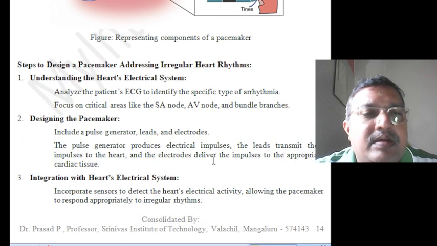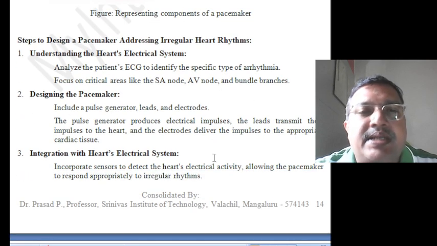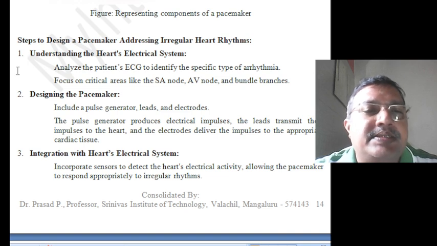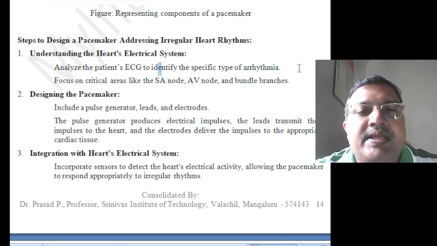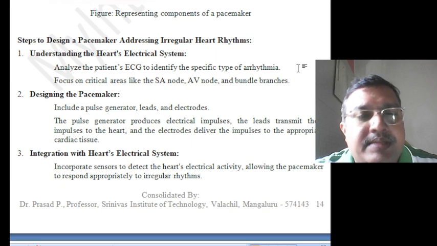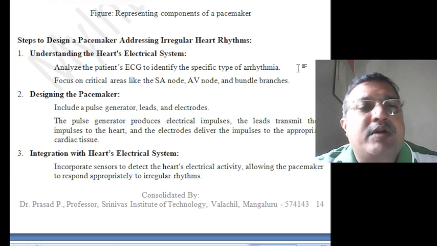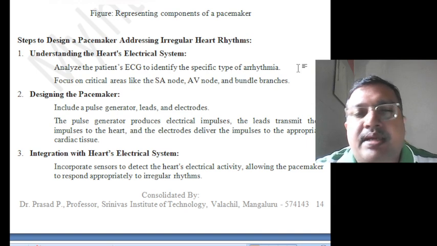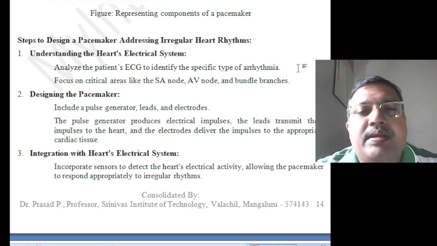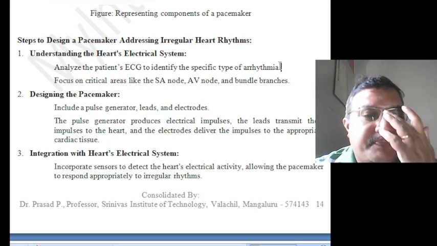Now, the steps to design a pacemaker addressing irregular heart rhythms. Understanding the heart's electrical system is important. Analyze the patient's ECG to identify the specific type of arrhythmia. Focus on critical areas like the SA node, the AV node, and the bundle branches.